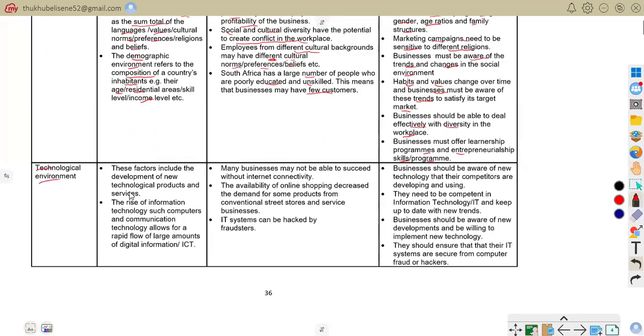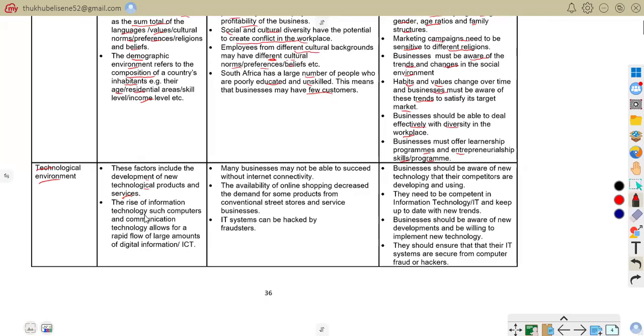Technological environment. Now we are to explain it. These are factors that include development of new technology, products and services. So we are talking about new technological products and services. Tech changes how business operate. You can talk of mobile apps for banking.